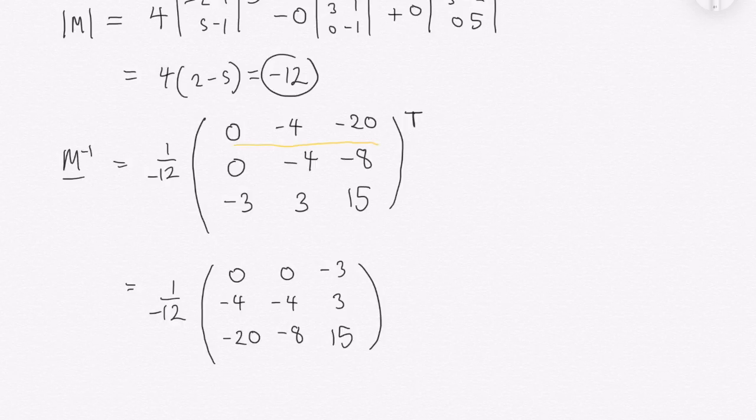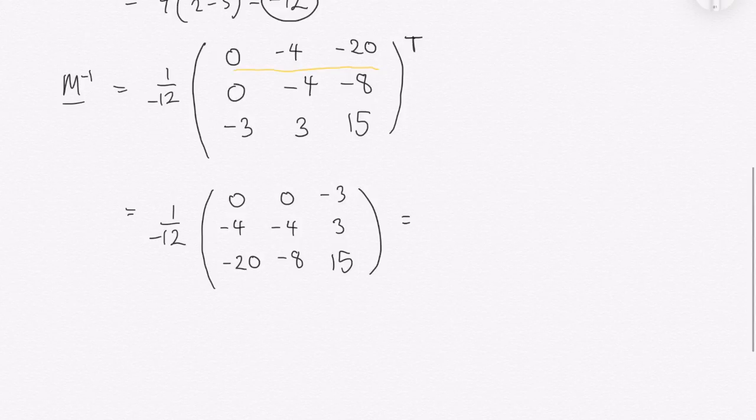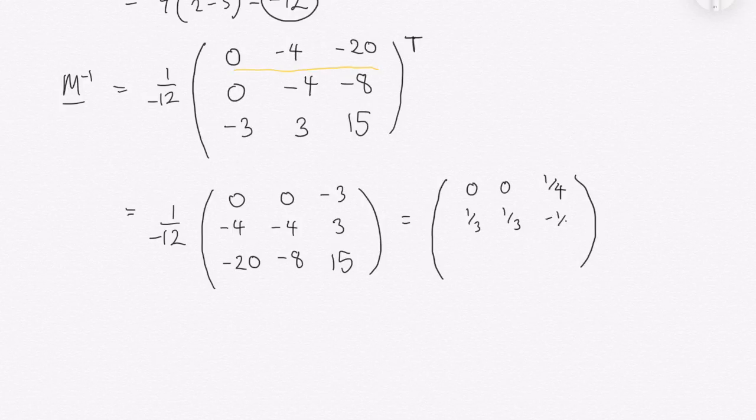And finally, what you might do here is you might now take that factor of 12 inside the matrix and start simplifying those fractions. So we get 0, 0, +1/4, a third, 3 over -12 is -1/4, negative 20 over negative 12 is 5/3. Negative 8 over negative 12 is 2/3. And then 15 over negative 12 is minus 5/4. And that is the inverse of our matrix M.